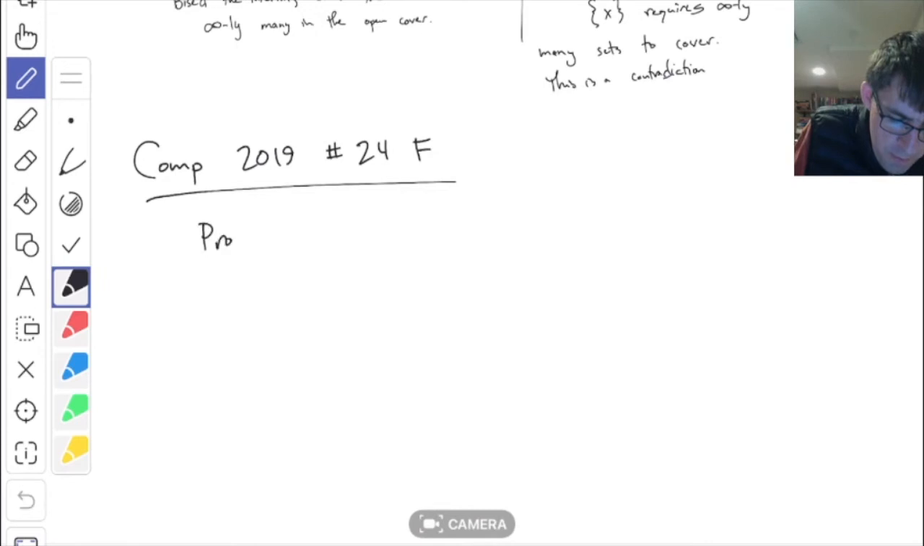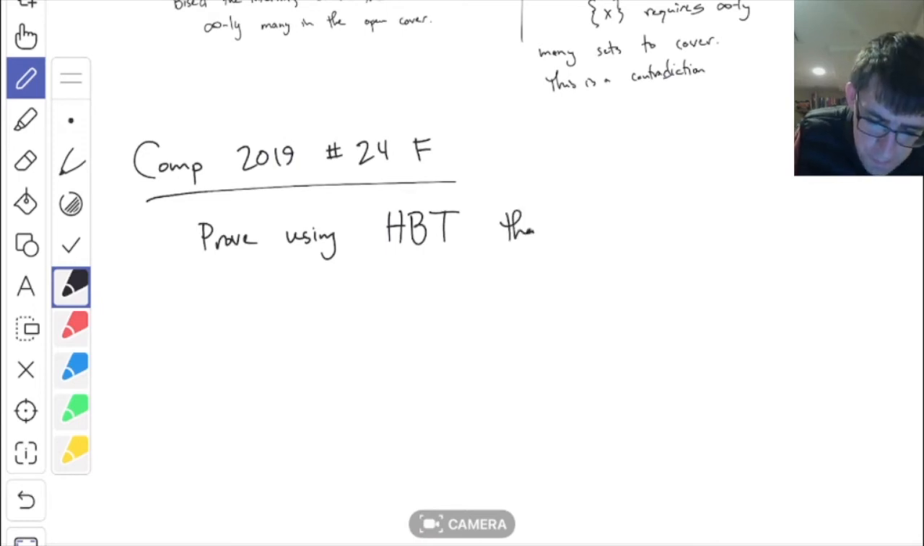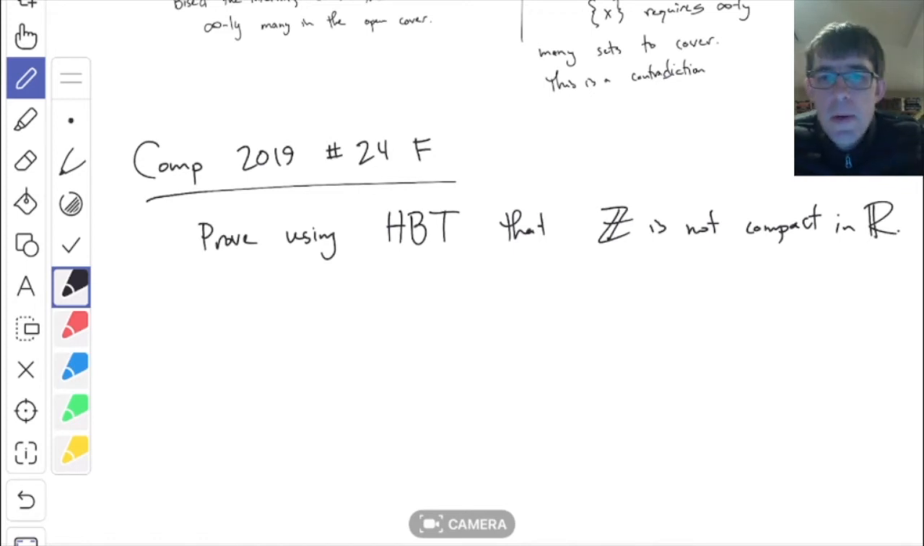It says, prove using the Heine-Borel theorem, I'll write HBT, that Z is not compact in R. All right. Prove that the integers is not compact. So the Heine-Borel theorem, remember, says compact is equivalent to closed and bounded, and also equivalent to every open cover has a finite subcover. So can you demonstrate that Z is not compact?